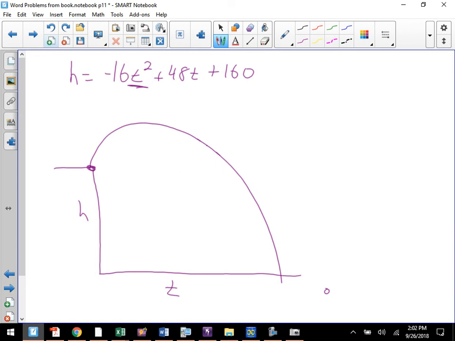Okay. Now, when you're following this parabola, then, what will that be found as? 0. Very good. The 0. Where did the object hit the ground? Remember, we threw the object.